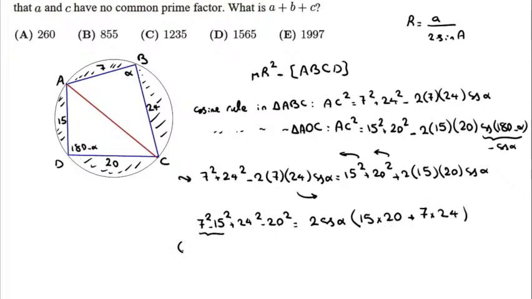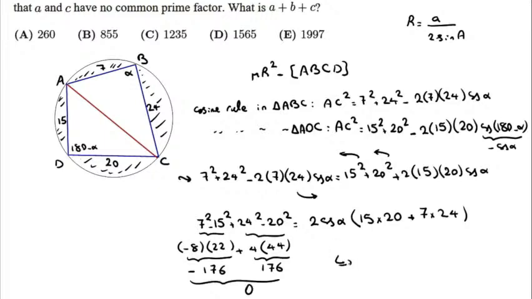Now, 7 squared minus 15 squared will be 7 minus 15, negative 8, times 7 plus 15, 22. This one, 24 minus 20 is 4, 24 plus 20 is 44. So the left side will be 0, and obviously, because the other factor is not 0, we conclude cos alpha is 0.